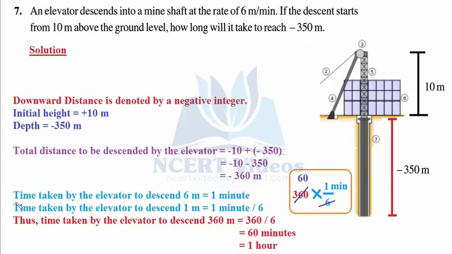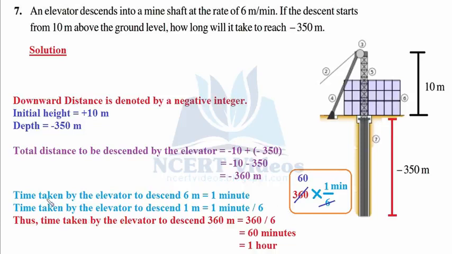Time taken by the elevator to descend 6 meter is 1 minute. It is saying it takes 1 minute by the elevator to move a distance of 6 meter. In 1 minute it will move 6 meter. In another minute it will move next 6 meter. So it means in 2 minutes it will move 12 meters. This is what it means.